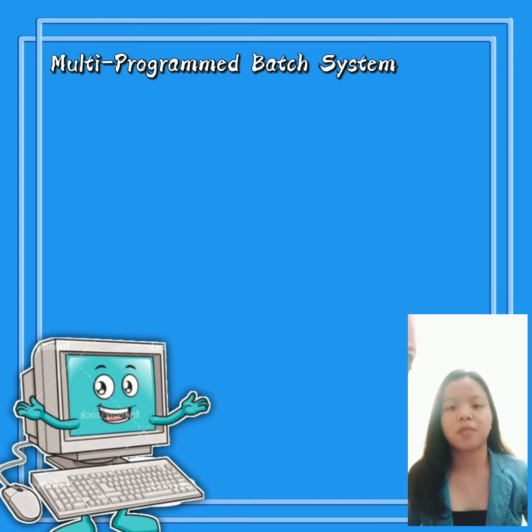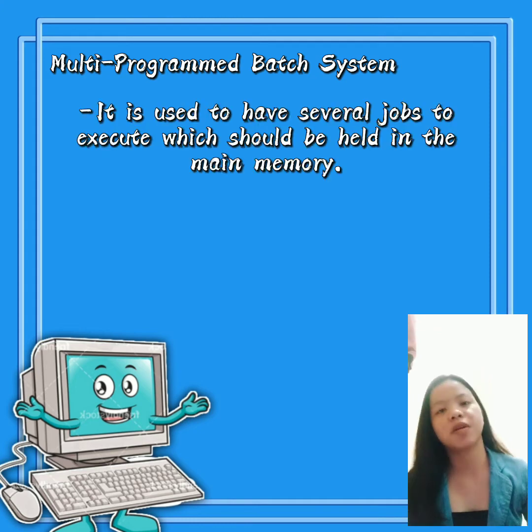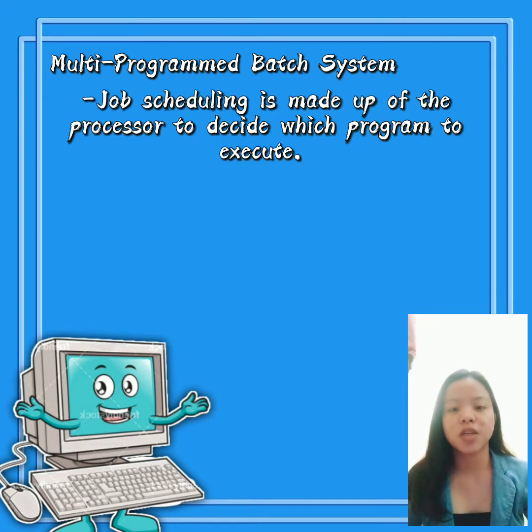Third is the multi-program batch system. It is used to have several jobs to execute which should be held in the main memory. Job scheduling is made up of the processor deciding which program to execute.